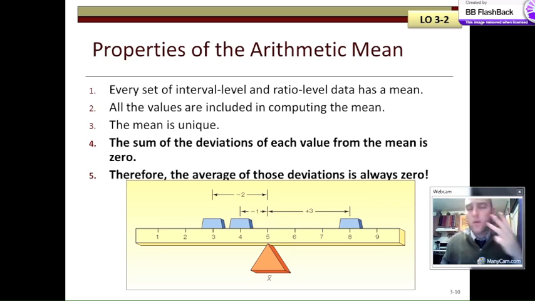I mentioned before, number 2, that all values are included in computing the mean, so it's very sensitive to extreme scores. So we look at this balance right here, and let's say we've got a 3, and we've got a 4, and we've got an 8. If we were to add another one, let's say we put it right on top of the 5, I'll let you know that it doesn't change the mean at all, and it won't change how this thing balances at all.